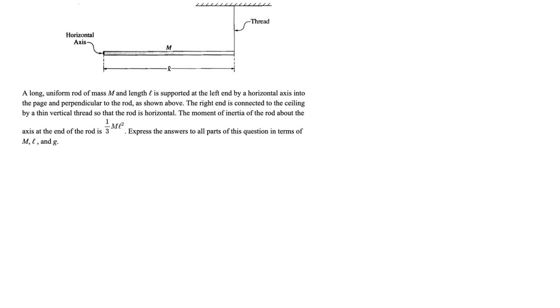A long uniform rod of mass m and length L is supported on the left end by a horizontal axis into the page and perpendicular to the rod as shown above. The right end is connected to the ceiling by a thin vertical thread so that the rod is horizontal. The moment of inertia of the rod about the axis at the end of the rod is 1/3 mL squared. Express the answers to all parts of this question in terms of m, L, and g.